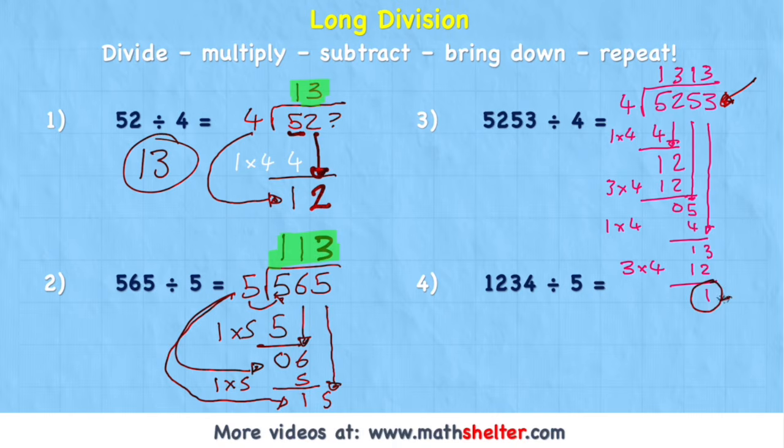So what do we do with it? We're going to bring it all the way up, and we're going to call it a remainder, so R1. So my answer to 5,253 divided by 4 is 1,313, remainder 1.